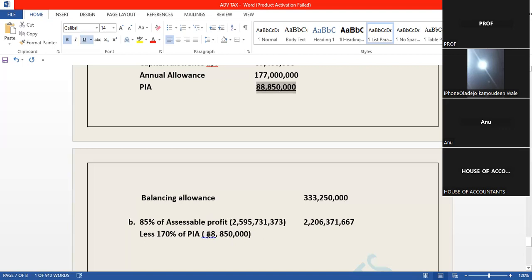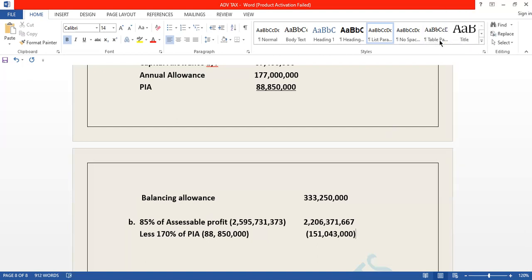So what is the 175% of that? So we are going to less it from here. So 175%, 170% of our PI will give us 151,043,00. Based on my calculation, please cross check and make sure you are all right with it.